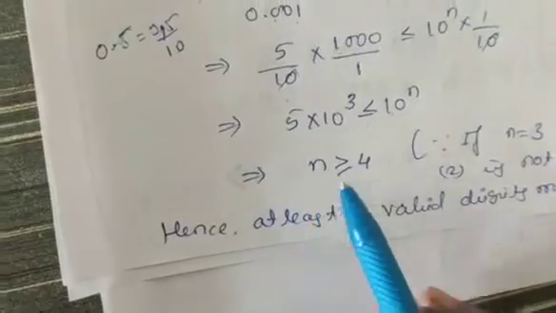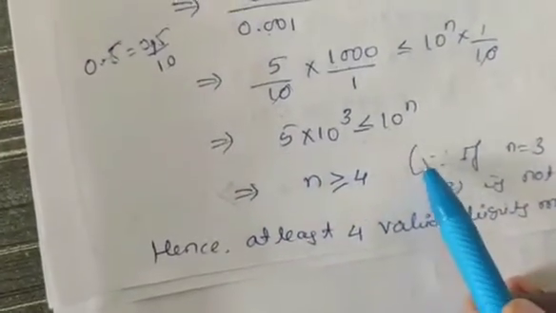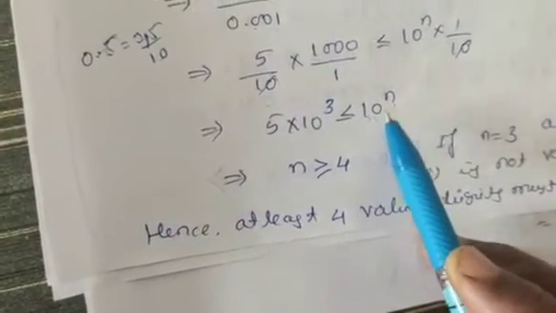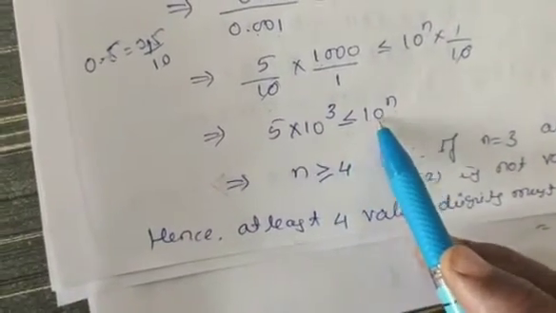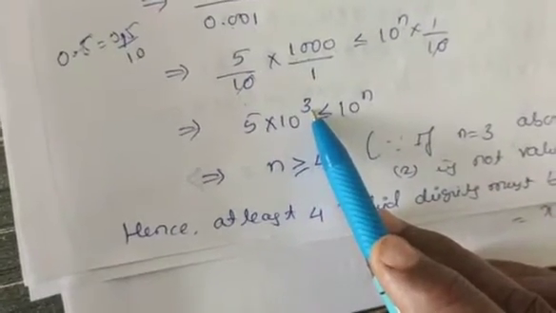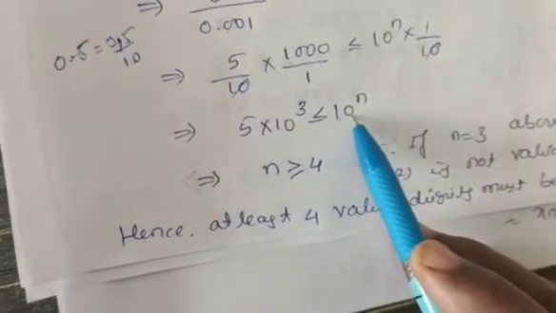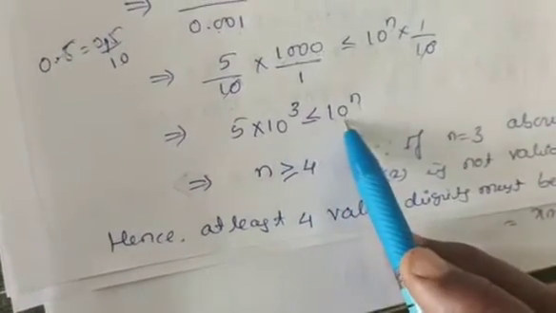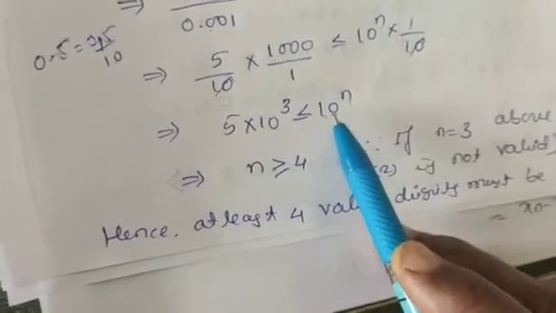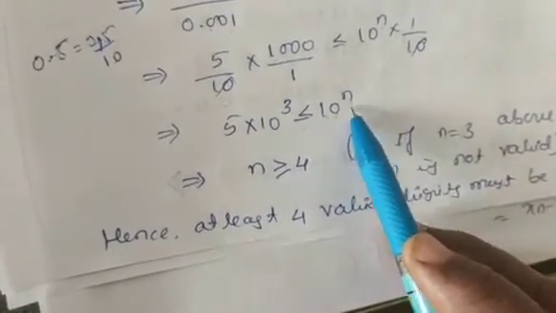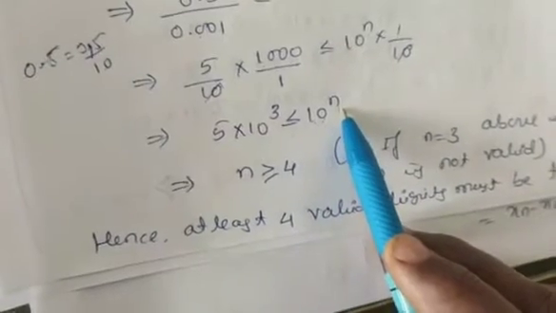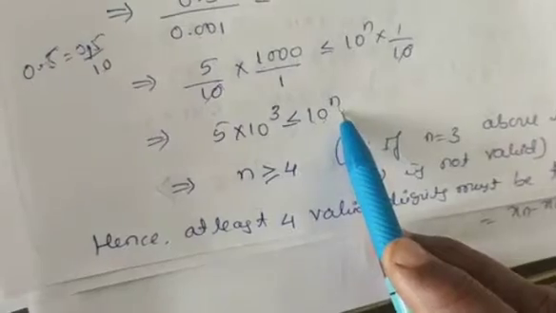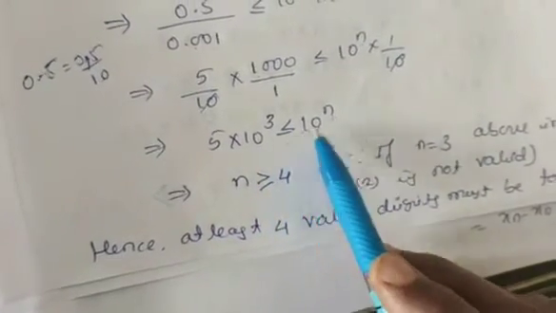So as you have done in the previous example, again you have to verify for n equal to 1. If n is equal to 1, this inequality does not satisfy. 5 into 10 raised to 3 means it is 5000. So 5000 is less than 10 is wrong. If you take n equal to 2, 5000 is less than 100, it is also wrong. If you take n equal to 3, it is 1000. So 5000 is less than 1000, it is also wrong. If you take n equal to 4, that is 10,000. So 5000 is less than 10,000 is correct.